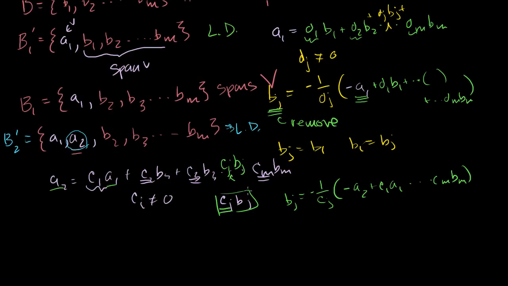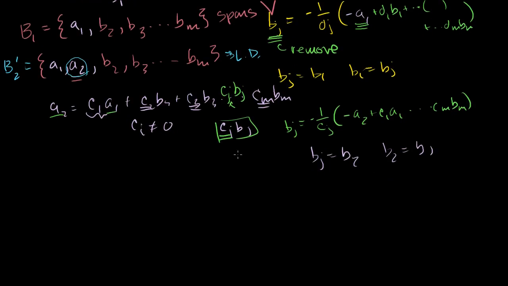Let's take him out of the set. And before I take him out of the set, I'm going to rename him, solely for the purpose of notational simplicity. I'm just going to rename our bj b2, and our b2 is equal to bj. So I'm just rearranging the names. And I'm going to remove what I now call our b2. It was whatever was out here that could be represented as a linear combination of everything else, including our new a2.